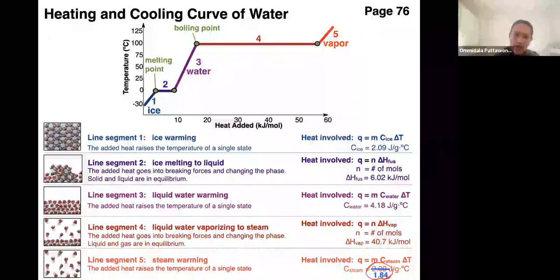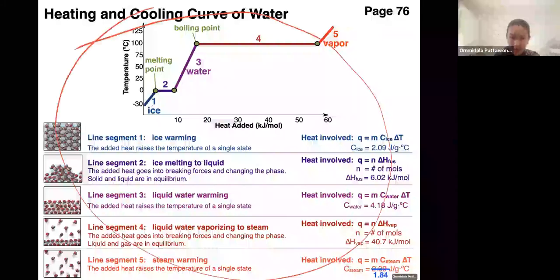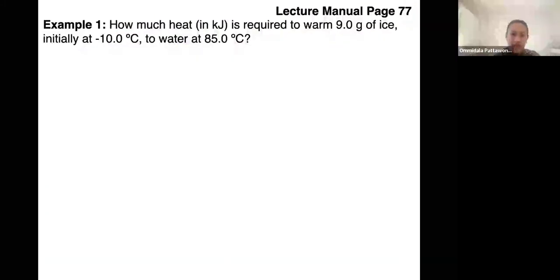All right, so that means if you're looking at boiling water, the temperature of the water is boiling and the temperature of the steam, you will see that steam is actually hotter than the boiling water. So I'm going to utilize all of this concept right here to help us calculate the amount of heat involved. Okay, so let's take a look at example one.